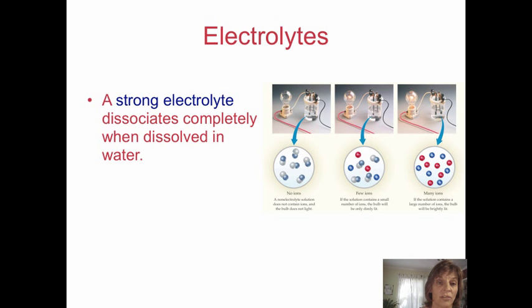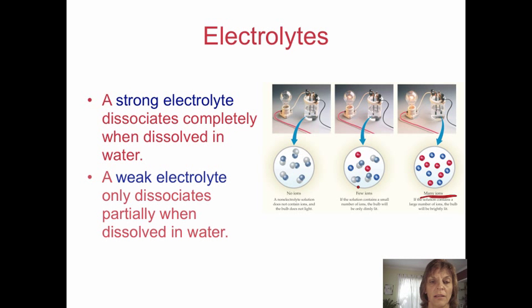A strong electrolyte, such as the ionic compounds or acids and bases, will form many, many ions in solution and thus conduct electricity, lighting the light bulb. Weak electrolytes just form a few ions. Some things stay as molecules and some separate as ions. So that will conduct, but not nearly as well.